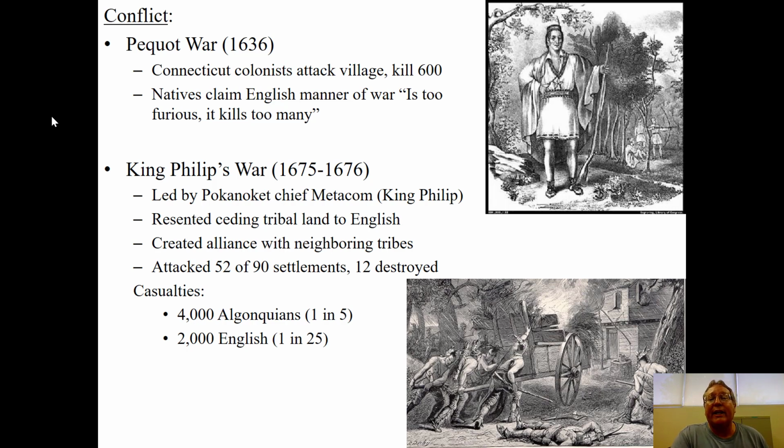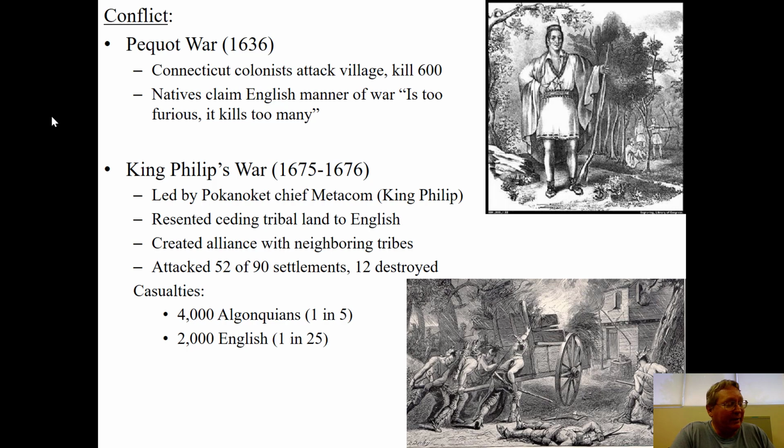So they call him King Philip. He seems to be a big chief amongst a lot of different tribes. What they don't realize is he is trying to galvanize a confederation of tribes against the English. And in the 1670s, he does it. He gets virtually every tribe in the region to decide to go to war with the English.